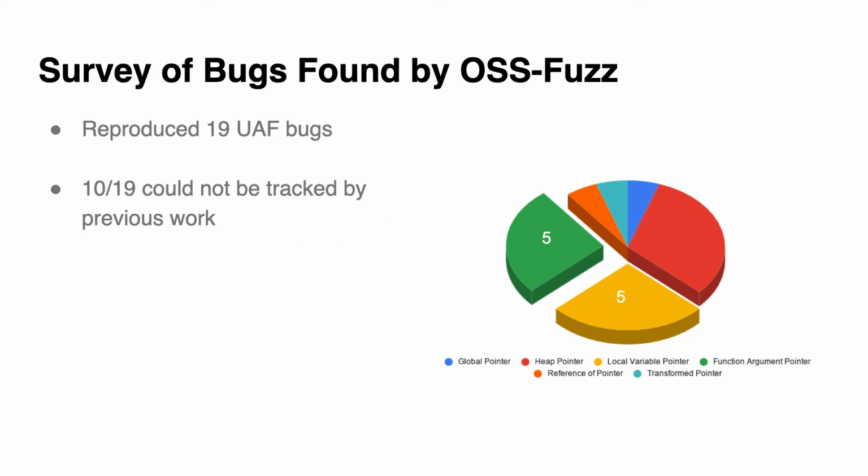To study the severity of the problem, we reproduced 19 use after free bugs found by OSS-Fuzz, a continuous fuzzing platform for open source software. We found that 10 out of the 19 bugs could not be tracked by previous work, where 5 of them are local variable pointers and 5 of them are function argument pointers.